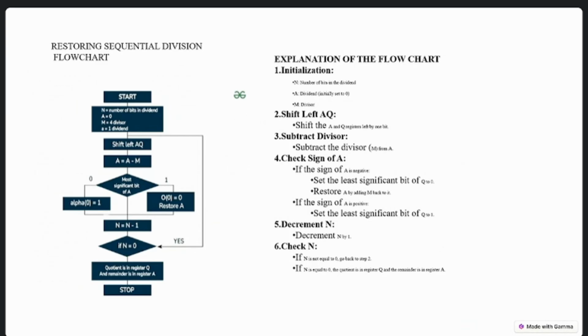If the sign of a is positive, set the least significant bit of q to 1. Decrement n by 1. Check n. If n is not equal to 0, go back to step 2. If n is equal to 0, the quotient is in register q and the remainder is in register a.